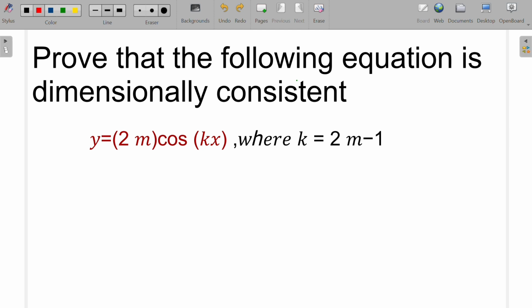All right, so let's start with the left-hand side. What we have on the left-hand side is y. Y represents displacement in the y direction, and displacement is just measured in meters. So it means the dimensions of y is just length, since y is measured in meters and meters is length. So we have L as a dimension on the left-hand side. What about on the right-hand side? So let's check that.